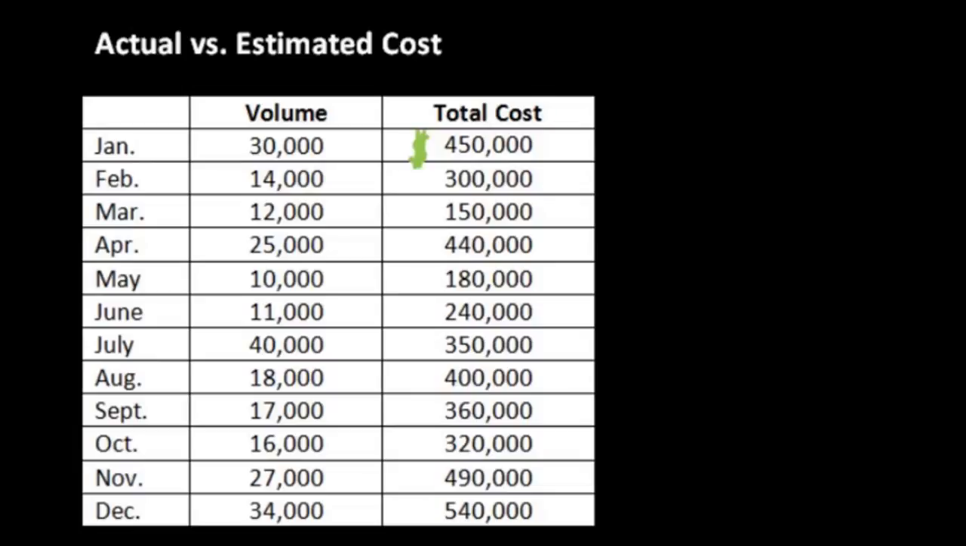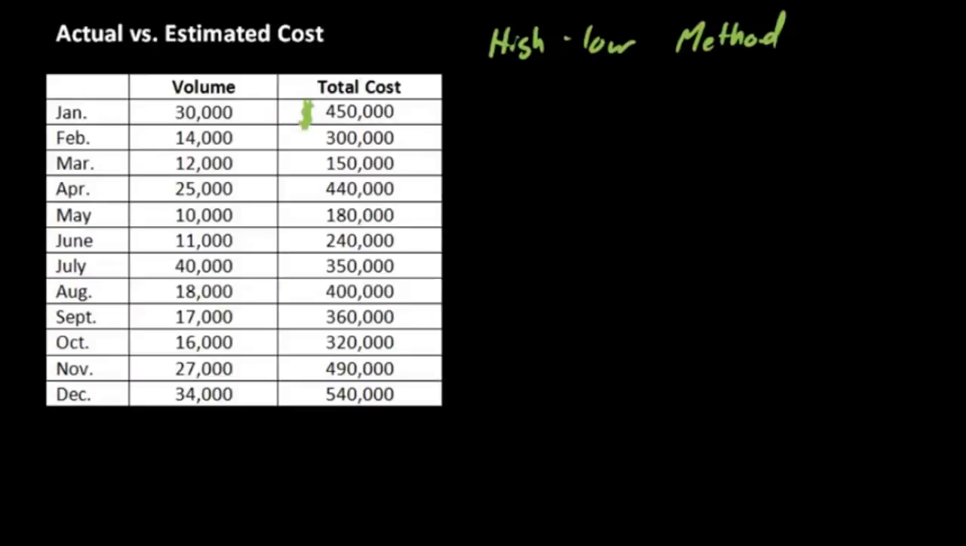So if I want to use this to figure out what my fixed and variable costs are, there are several methods that we can use. The first method we're going to look at is called the high-low method. The way this works is we identify the month that we had the highest volume of sales and the month that we had the lowest volume of sales, and we'll use that to determine our variable cost and then our fixed cost. I'll show you exactly how it works.